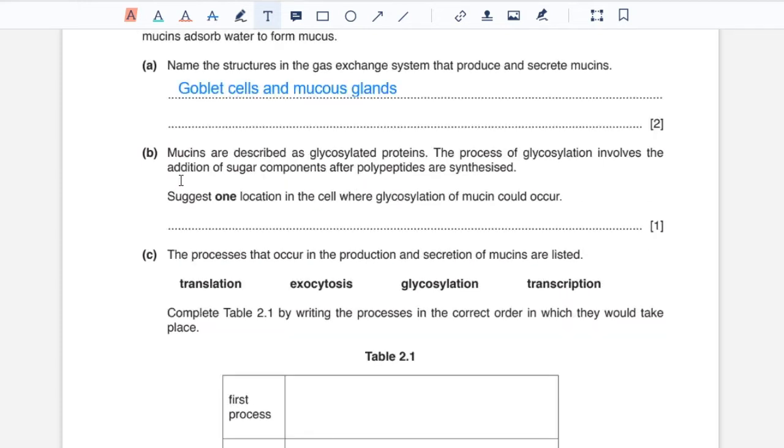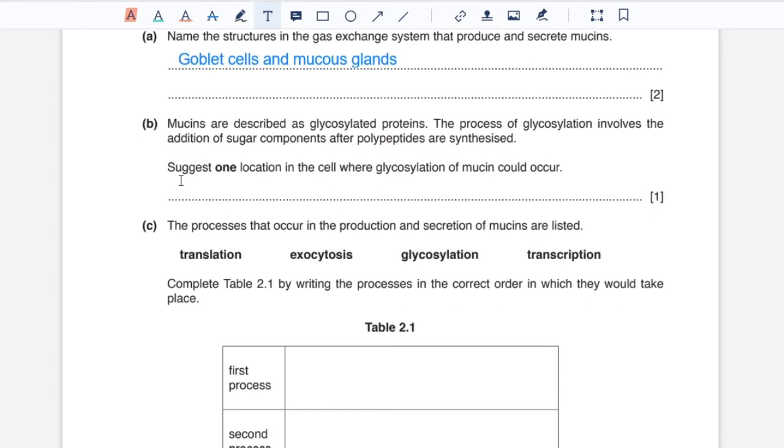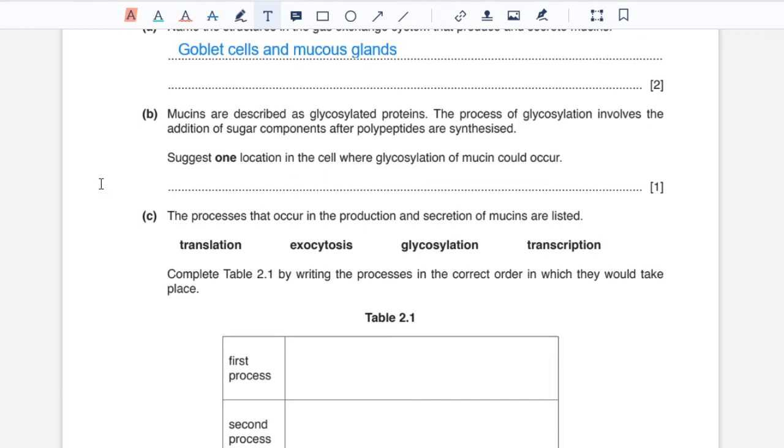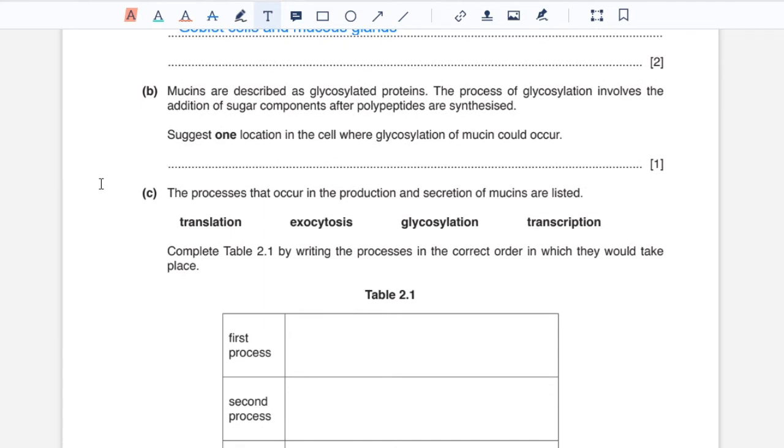B. Mucins are described as glycosylated proteins. The process of glycosylation involves the addition of sugar components after polypeptides are synthesized. Suggest one location in the cell where glycosylation of mucin could occur. So processing of polypeptides or proteins can occur in either the rough endoplasmic reticulum, where there are ribosomes attached to it, or in the Golgi body.